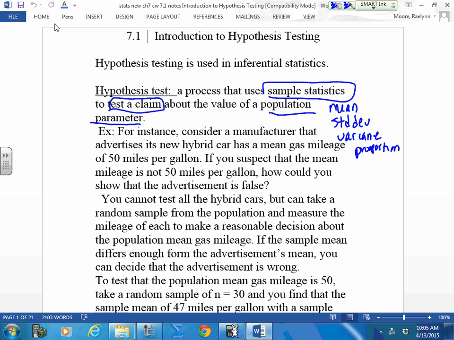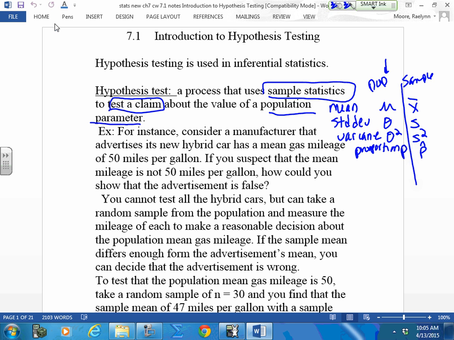These are your parameters. Remember when we looked at your mean versus your sample mean, your standard deviation versus your sample standard deviation, your variance versus your sample variance, your p versus your p hat. This is your population, this is your sample. So we're still testing a claim about a population.